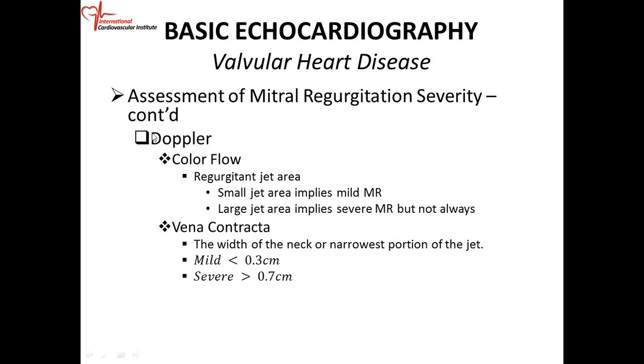So when we use color flow Doppler, we just look at the regurgitation using the color flow. It is not a very accurate method, but it will give you a determination. You can get a sense of is this mild, moderate, or severe. So you're looking at the area that the regurgitant jet produces, and a small jet implies mild mitral regurgitation. A large jet implies severe mitral regurgitation, but not always. As we say, you have to use other things.